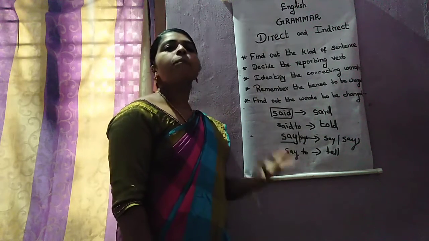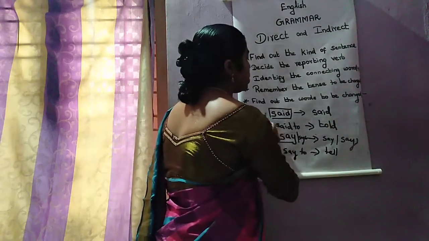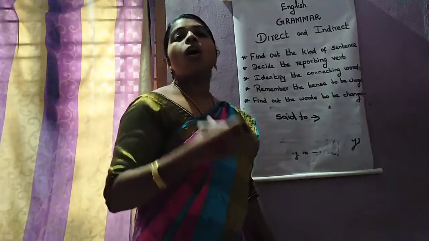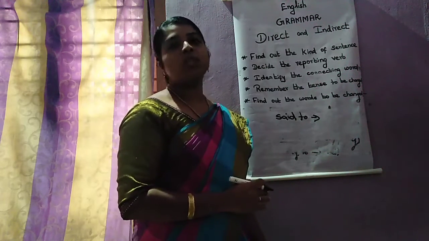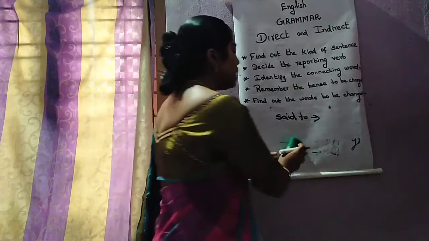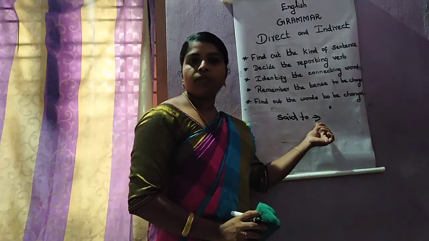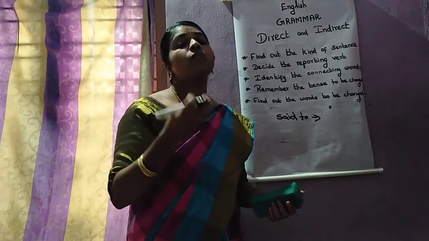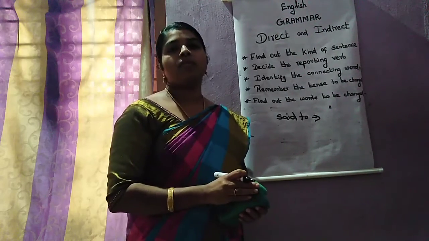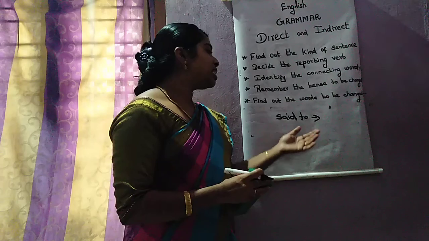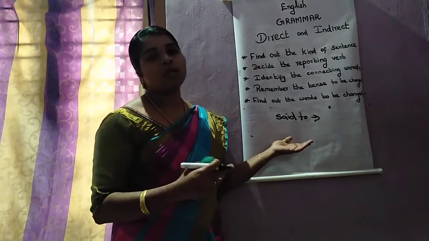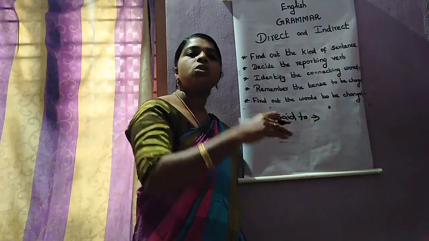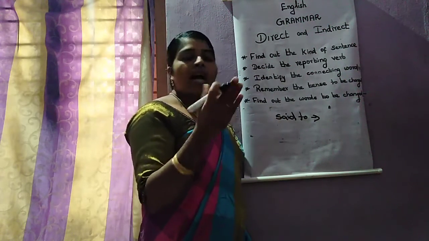Then, if it is an imperative sentence, this said to will change into commanded, ordered, requested, advised. It will change like that. Can you keep in mind? If it is a declarative sentence, this said to will change into told. Got it? If it is an imperative sentence, how will it change? According to the sentence. If it is a request, we can use the word requested. Okay? Ordered, commanded, like that the reporting verb will change according to the imperative sentence type. Okay? So, ordered. Note it down, ma. So, in an imperative sentence, the said to will change into ordered, requested, commanded, advised, all those words you can write.